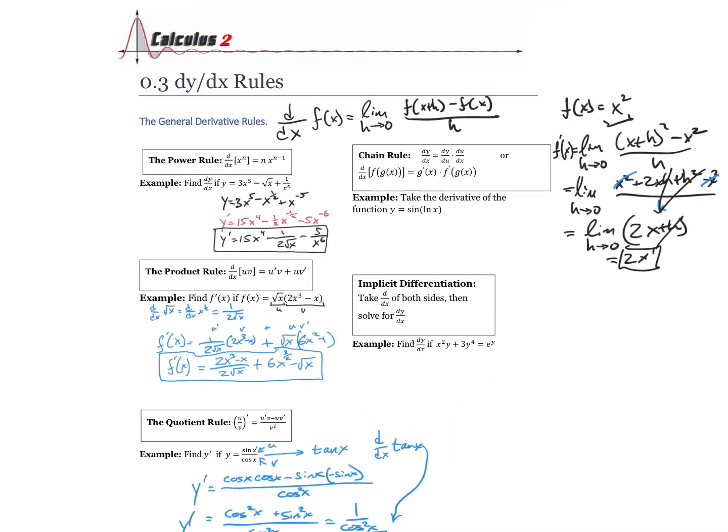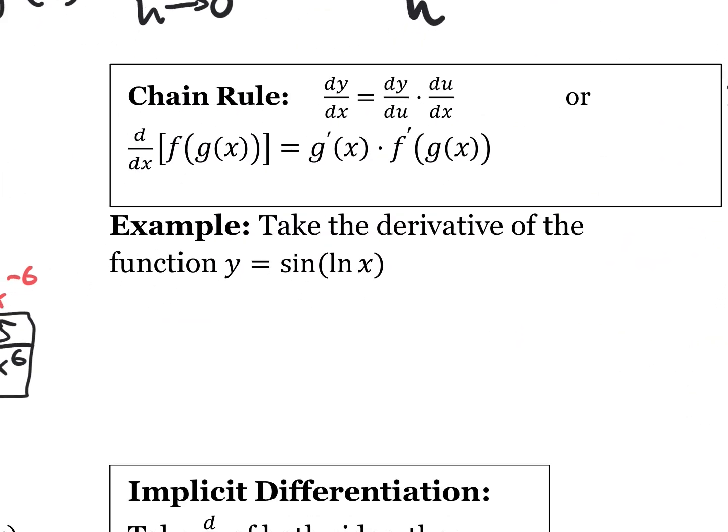All right. How about the chain rule? Well, with the chain rule we have two things. dy/dx equals dy/du times du/dx. In other words, if we have the derivative of a composite function, we take the derivative of the inside times the derivative of the outside as a function of the inside. Okay, what does that mean? Well, here we go. We've got y prime.